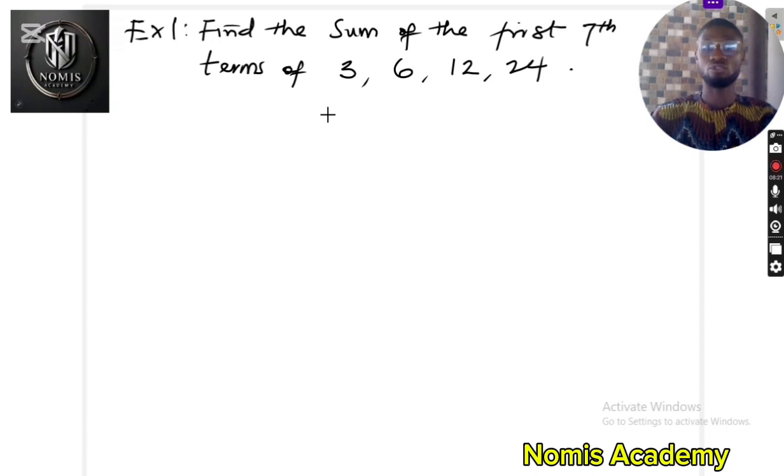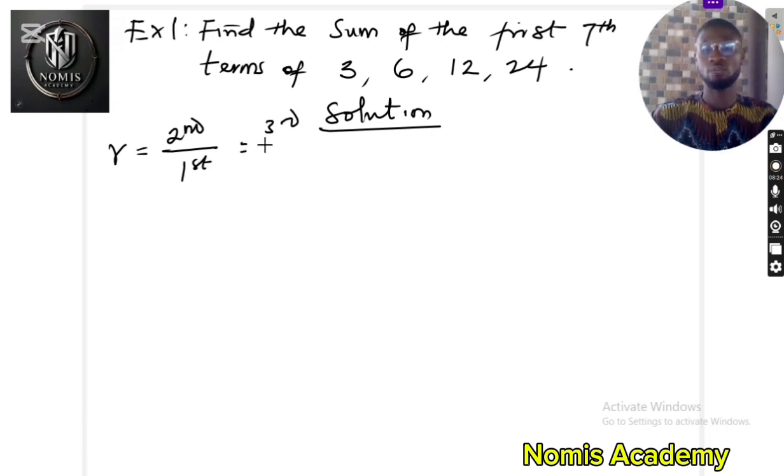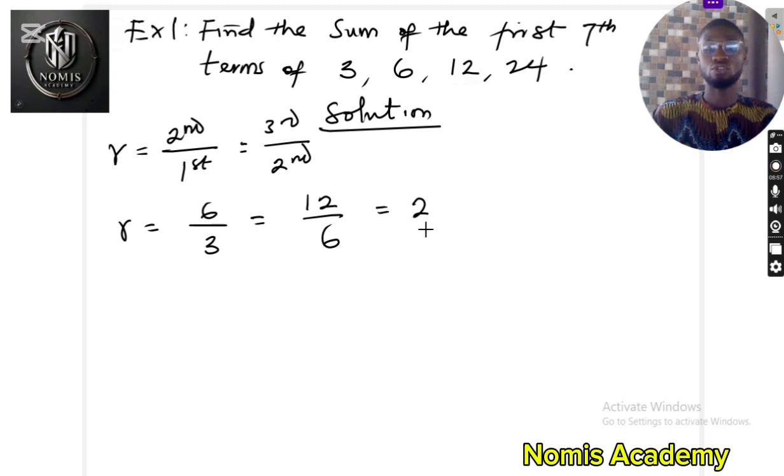So the first thing we're going to do is to find the common ratio. Solution, common ratio. Remember, the common ratio is equal to the second term divided by the first term, which must be equal to the third term divided by the second term. So the common ratio is, the second term is 6 divided by 3, which must be equal to 12 divided by 6, and that is definitely 2, because 12 divided by 6 is 2, and 24 divided by 12 is still 2. So the common ratio is 2.